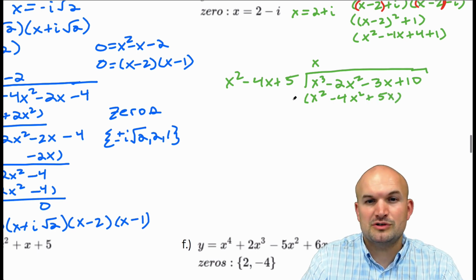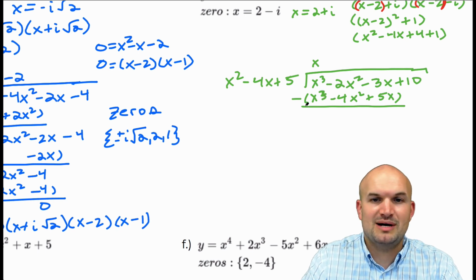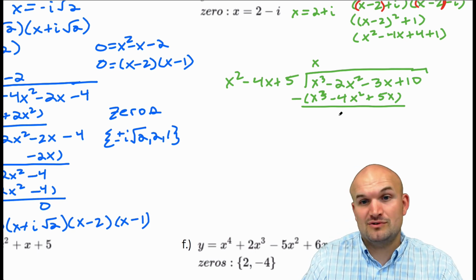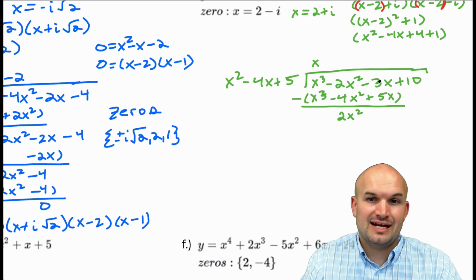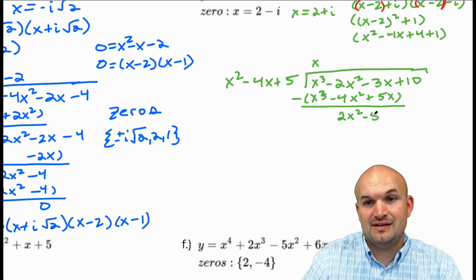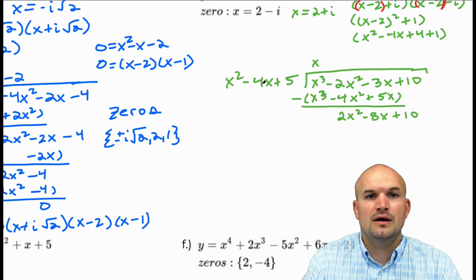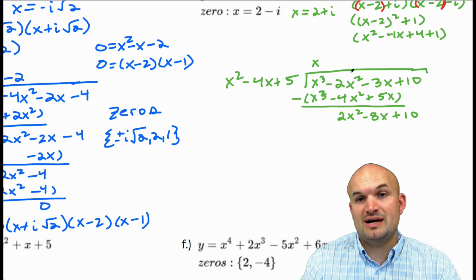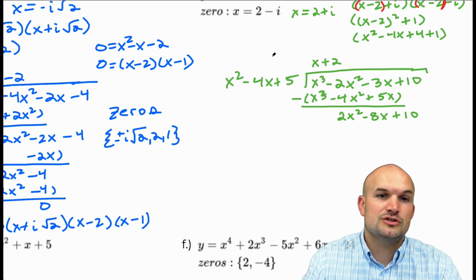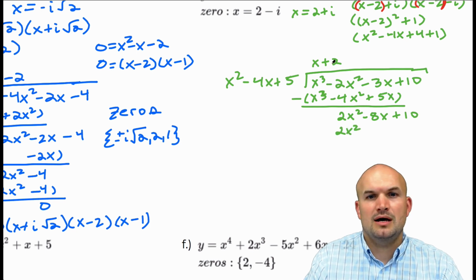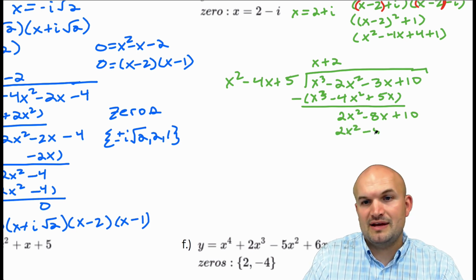Subtract the rows. Remember, you're subtracting every term. So x cubed minus x cubed is 0. Negative 2x squared minus a negative 4x squared, so that's really positive, is going to be 2x squared. Negative 3x minus 5x is going to be a negative 8x. And then 10 minus 0, you can just bring down the 10, positive 10. All right, so x squared goes into 2x squared positive 2 times. 2 times x squared is a 2x squared. 2 times negative 4x is going to be a negative 8x. And 2 times 5 is positive 10.